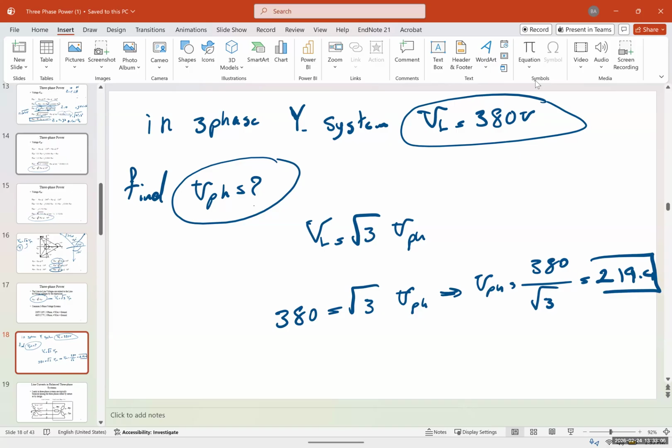So keep in mind, V phase is always lower than V line in a Y connected system. So if you have a question like this in your FE exam and the choices are like 500, 450, 220, always keep in mind that V line is greater than V phase. So V phase must be smaller.